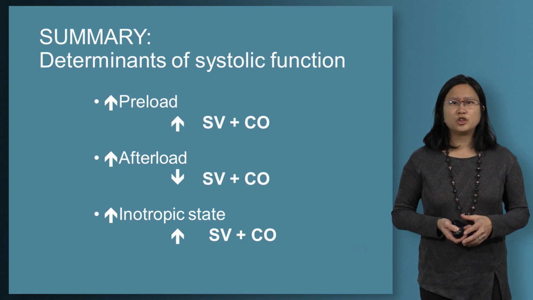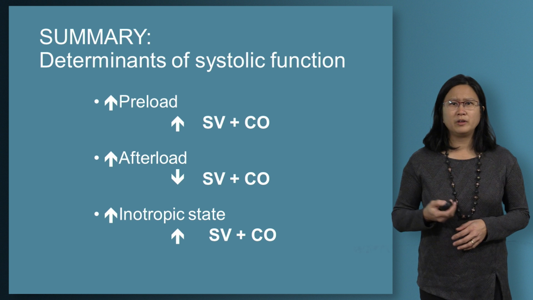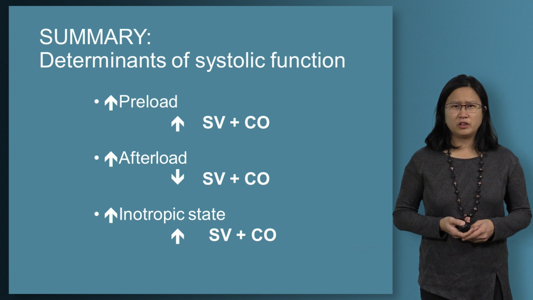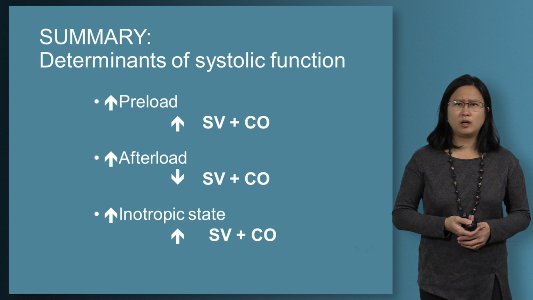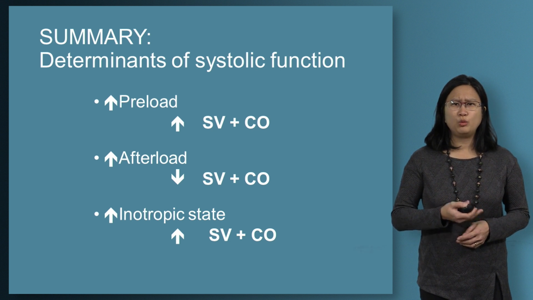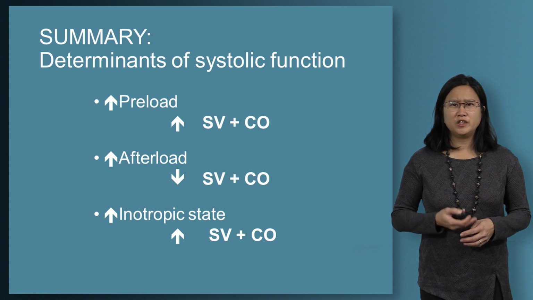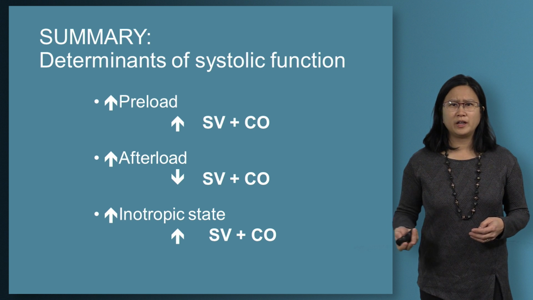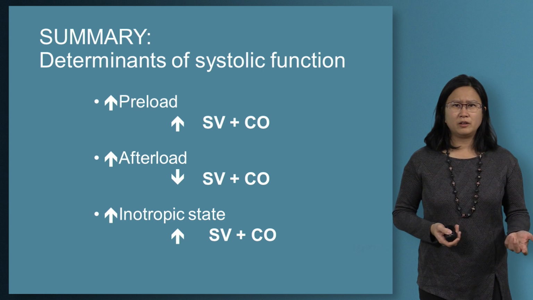So in summary, the determinants of systolic function include increased preload, which by the Frank-Starling relationship, an intrinsic property of the myocardium, increases stroke volume and cardiac output. Increases in afterload are also determinants of systolic function, and increases in afterload tend to decrease stroke volume and depress cardiac output, particularly in patients who have weak hearts. And finally, increased inotropic state, which is a physiologic way of increasing stroke volume and cardiac output when you exercise, increased contractility, thereby increasing stroke volume and cardiac output.